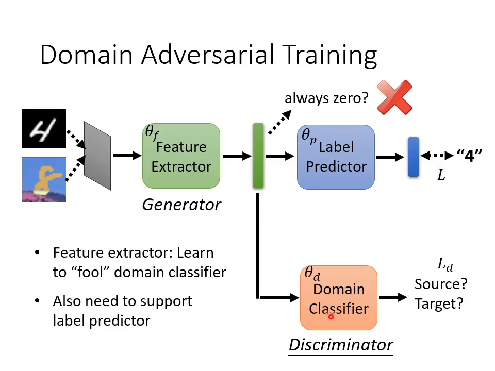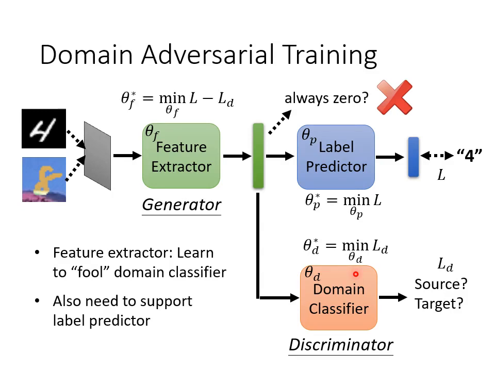Then the domain classifier has to find a way to distinguish between the source and target domains. It is actually doing a binary classification. This classification problem has a loss called LD. We are going to find a theta p to make L as small as possible, and a theta d to make LD as small as possible. The label predictor makes the classification of the images in the source domain as correct as possible. The domain classifier aims to make the classification of the domain as correct as possible.